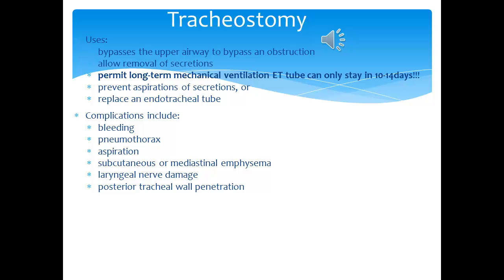Now let's discuss the uses of a tracheostomy. It is used to bypass the upper airway or to bypass an obstruction, allows removal of secretions, permits long-term mechanical ventilation. The ET tube can only stay in 10 to 14 days. It also prevents aspiration of secretions, or replaces an endotracheal tube. Some complications of a tracheostomy can include bleeding, pneumothorax, aspiration, subcutaneous or mediastinal emphysema, laryngeal nerve damage, and posterior tracheal wall penetration.